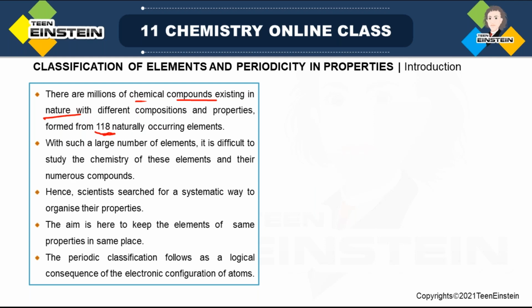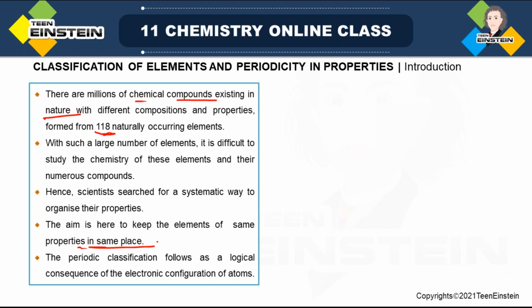So to remove that problem, scientists searched for a systematic way to organize their properties, so that we don't have to deal with them individually. It may be that some of the elements have some similarity in behavior, so there we can make some groups also. The aim here is to keep the elements of the same properties in the same place. Suppose out of these 118, you make a group of some elements. Obviously now we don't have to remember so many things individually, because they are already in a group. There will be some differences, but there will be some common properties also. That is why we can keep them in the same place.